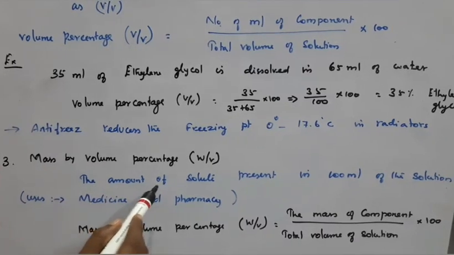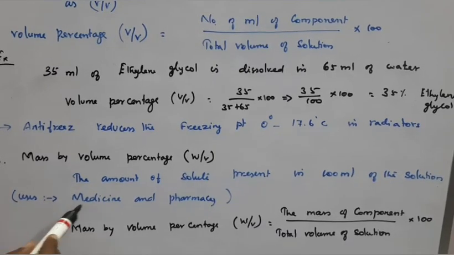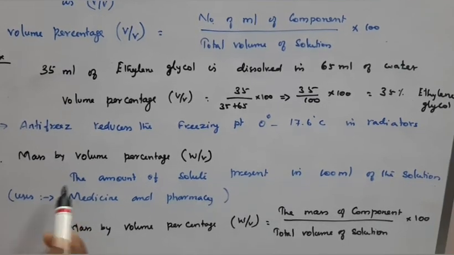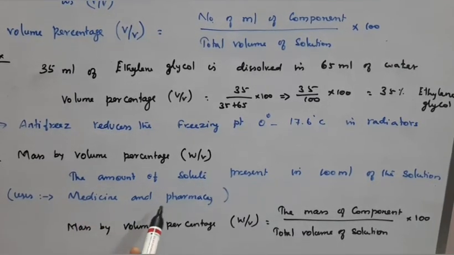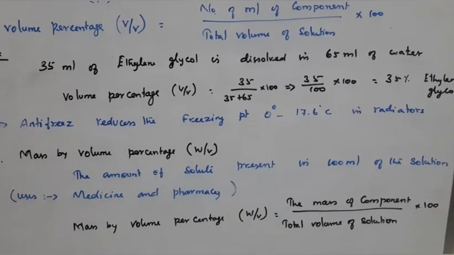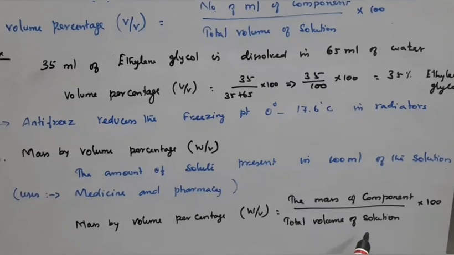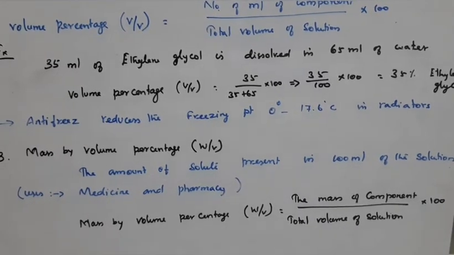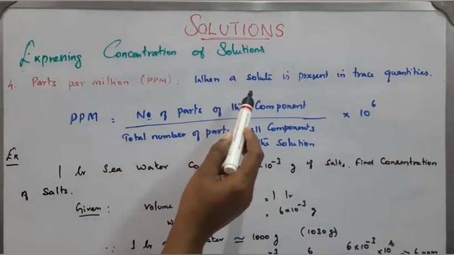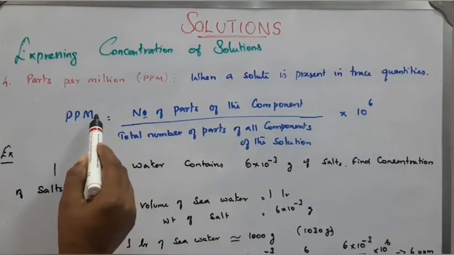What is the meaning? The amount of solute present in 100 ml of the solution. It is used for medicinal purposes, in chemical industries, and for preparing pharmaceuticals; it is used in pharmaceutical industries. Mass by volume percentage equals the mass of component divided by the total volume of solution multiplied by 100. The fourth one is parts per million, ppm. When a solute is present in trace quantities, then we express it in ppm, parts per million.